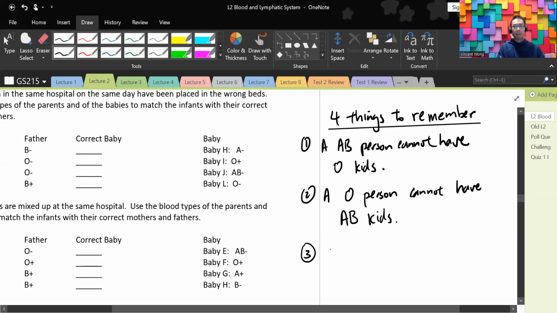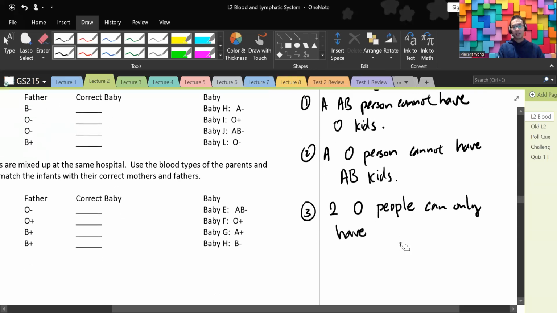Another rule: two O people can only have what kind of kids? If you have two people that are type O, you can only have type O kids. The whole family is going to be type O. They can donate blood to each other and everybody will be happy. Because type O is little i, and when you pass it on, it's 100% going to be little i.